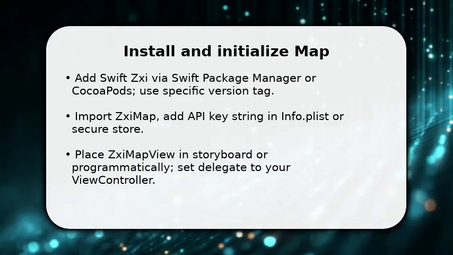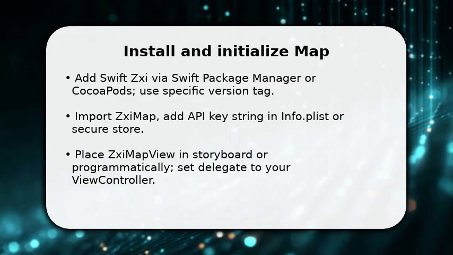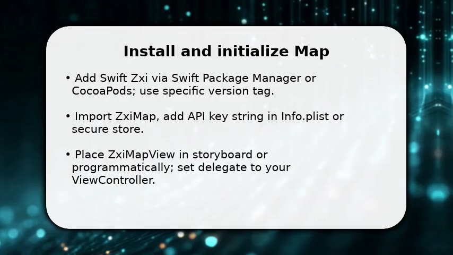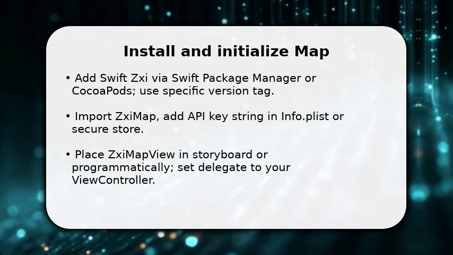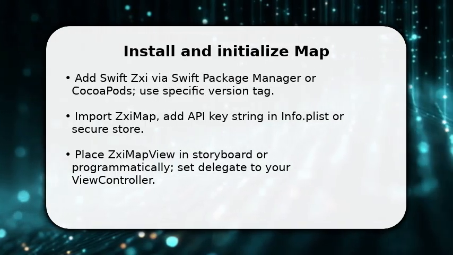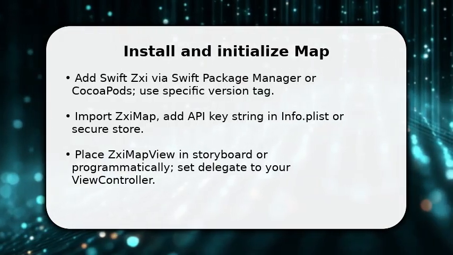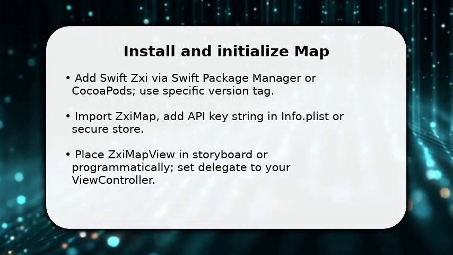You start by adding the Zxi package and importing it so Swift knows the types. Once done, drop a Zxi map view into your view hierarchy and supply the API key. This authenticates tile requests. Then set the view controller as the map delegate so you can respond to lifecycle events.